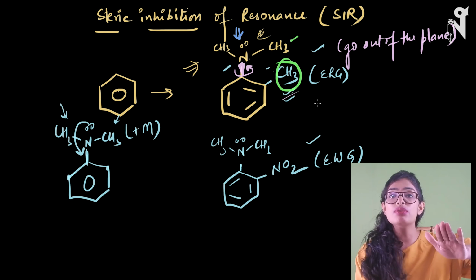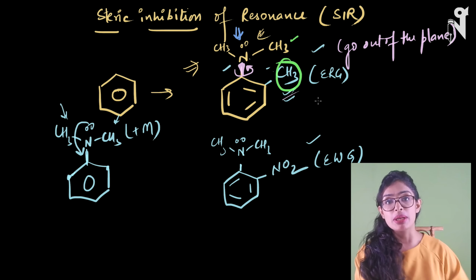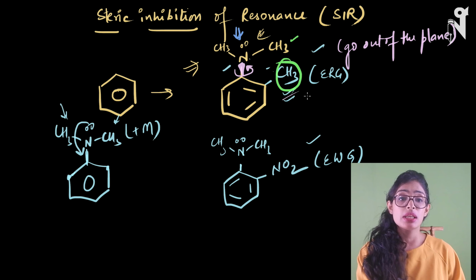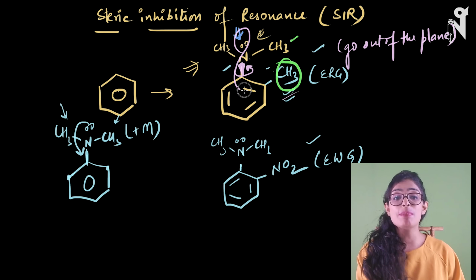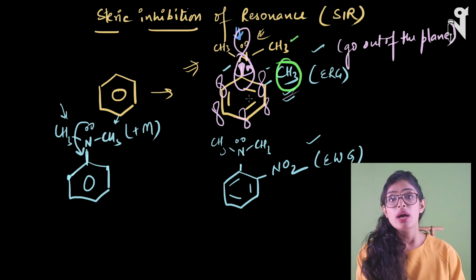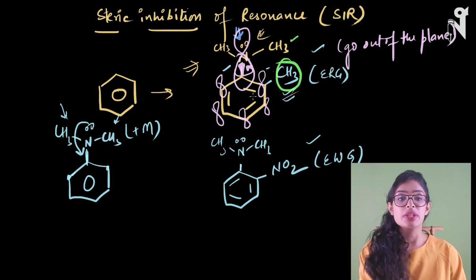As soon as it goes out of the plane, the repulsions will be minimized. But at the same time, the p orbital which was parallel to the other p orbitals, with which it could do the resonance, will not be parallel now, and the resonance will stop. This is called steric inhibition of resonance.